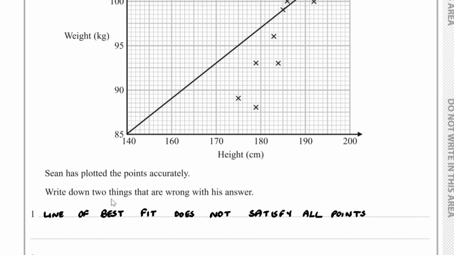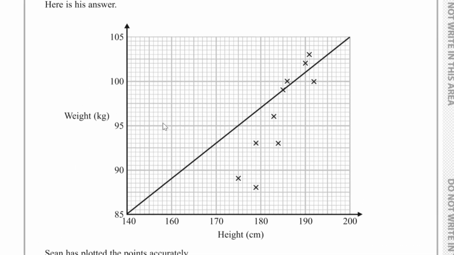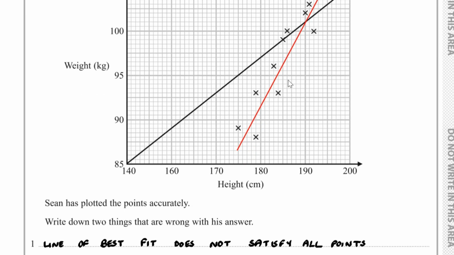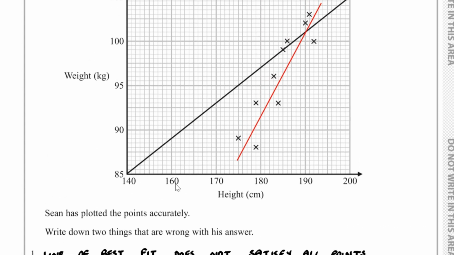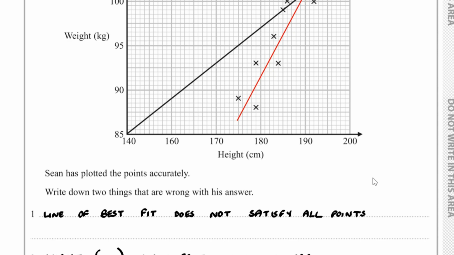Well, first of all, the line of best fit does not satisfy all the points. If I draw the actual line of best fit, it should be something like the line we see over here. And then the other thing that's wrong is the height in centimeters scale is not linear. So we go from 140 to 160 to 170 to 180 to 190 to 200. What we see here is it goes up in 20, whereas everywhere else it goes up in tens.